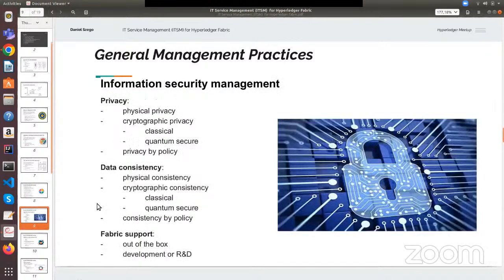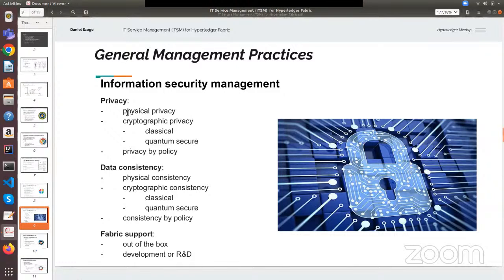Another general management practice is information security. And in information security, I would consider 2 points. One is privacy, and the second one is data consistency. And it's a very simple model. I would say we have privacy, and overall a couple of categories.